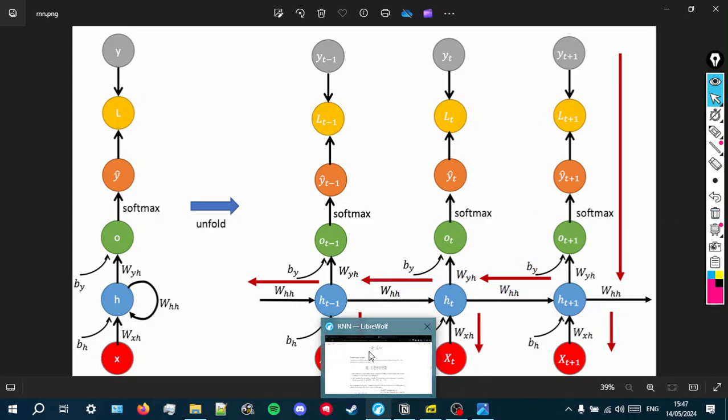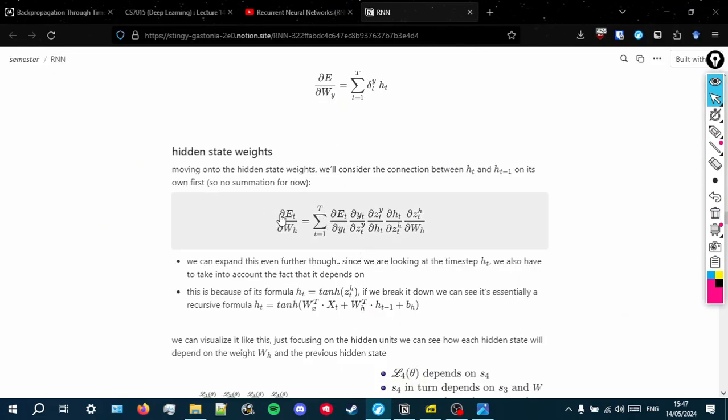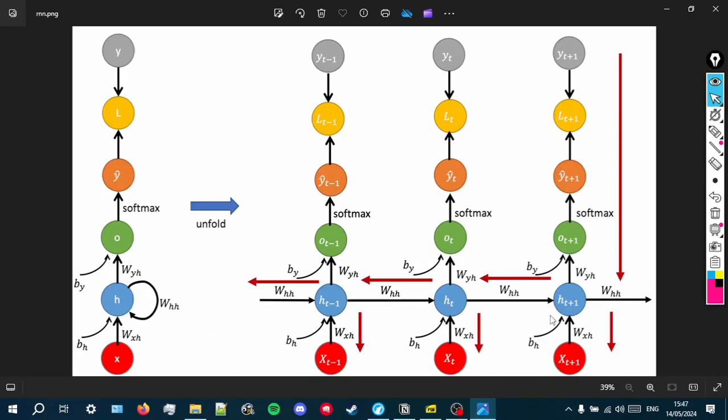So going through that step by step mathematically, we can see that the partial of the error over partial of WH will be the same steps. So E over Y, Y over Z of Y, Z of Y over H of T this time, and then H of T over Z of H, and Z of H over W of H. So this was the step just in this input, going all the way down to Z of H to this weight matrix here.